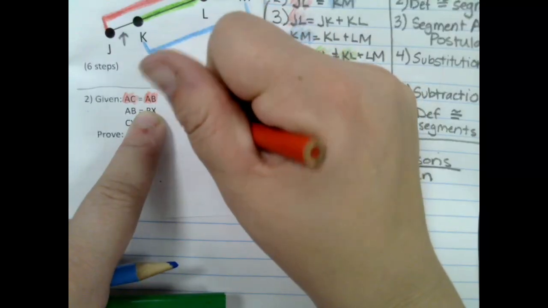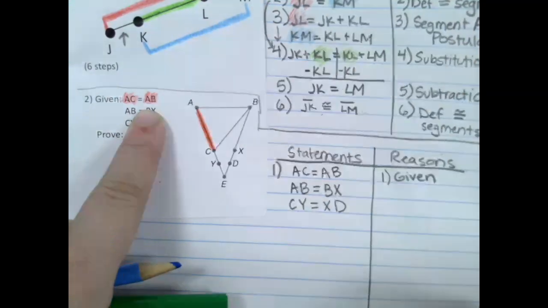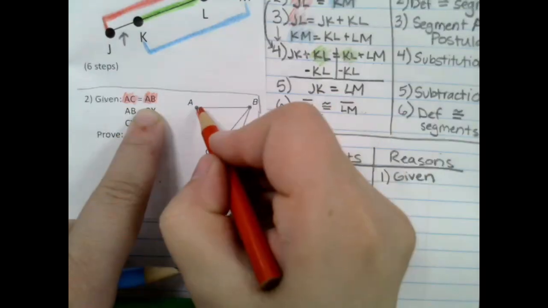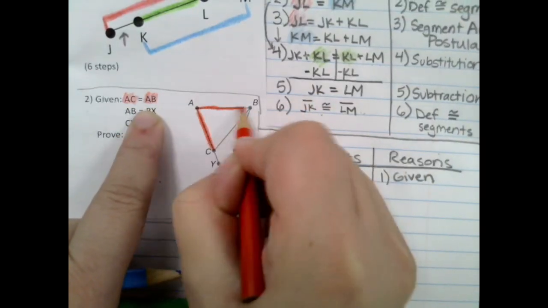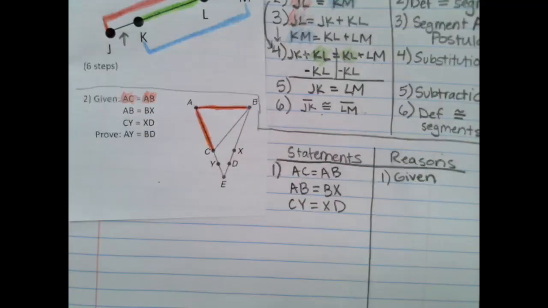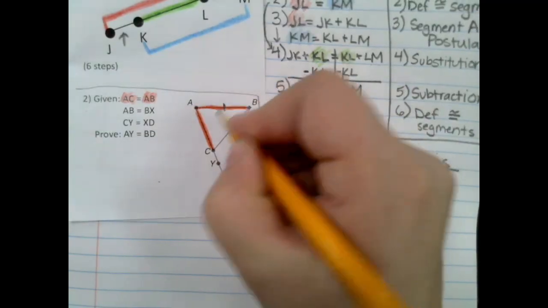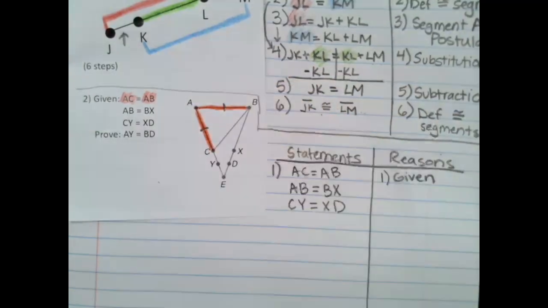So AC is right here. And I know that that is equal to AB. Remember, we can show that they're the same by using those little tick marks. So if you weren't using colors, you would use those tick marks to show that they're the same.